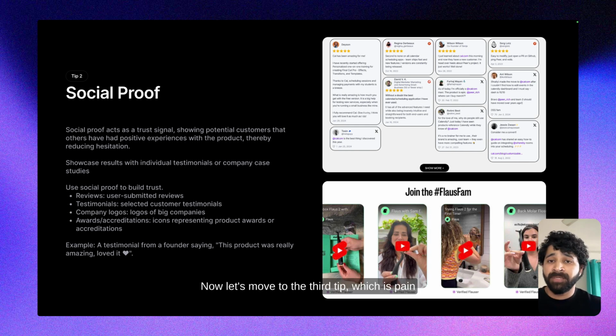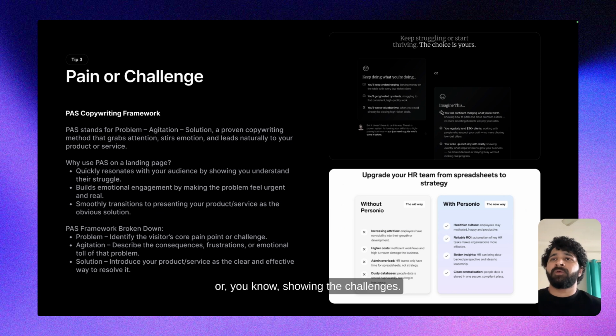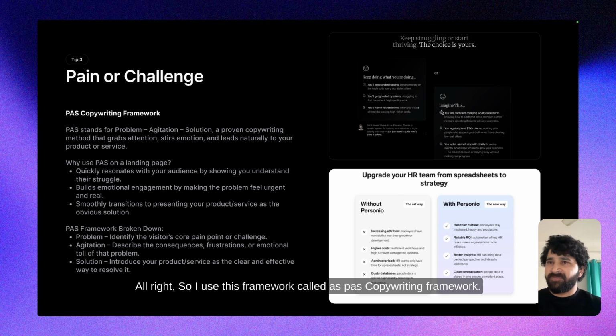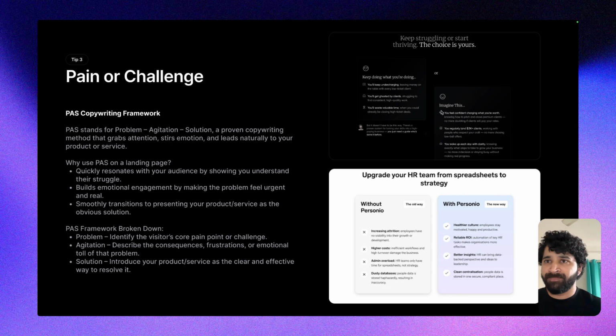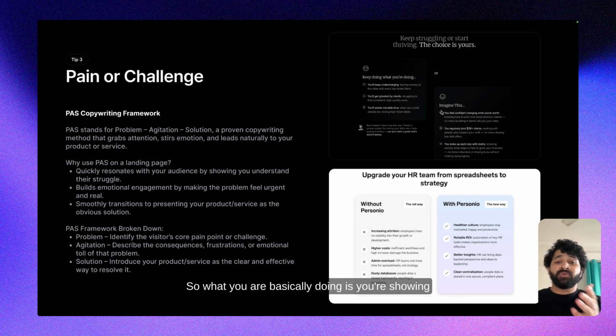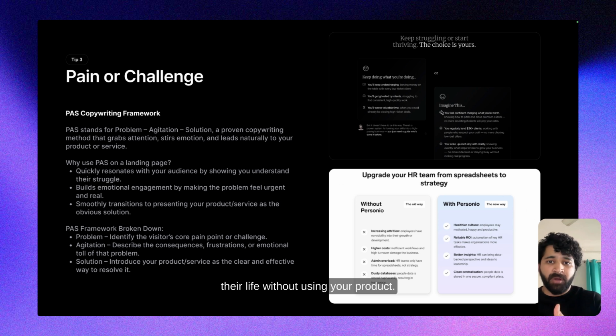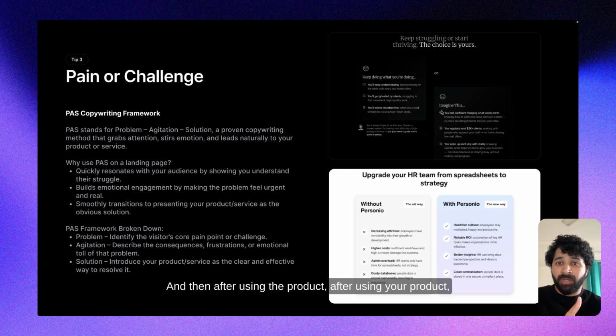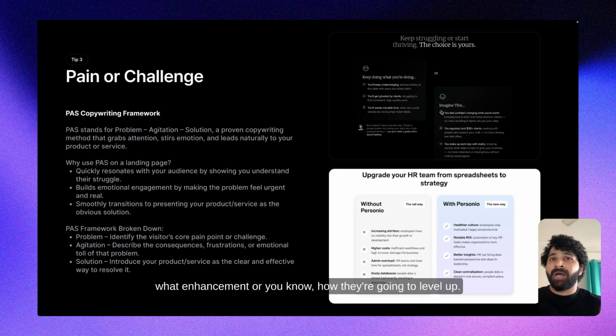Now let's move to the third tip, which is pain, or showing the challenges. But here's a little tweak. I use this framework called the PAS copywriting framework. PAS stands for problem, agitation, and solution. This is a proven copywriting method that grabs attention, stirs emotion, and leads naturally to your product or service. So what you're basically doing is showing their life without using your product, and then after using your product, what enhancement they get, or how they're going to level up.